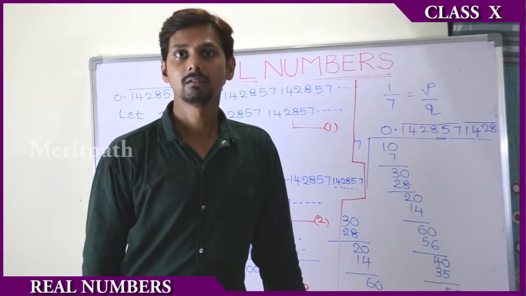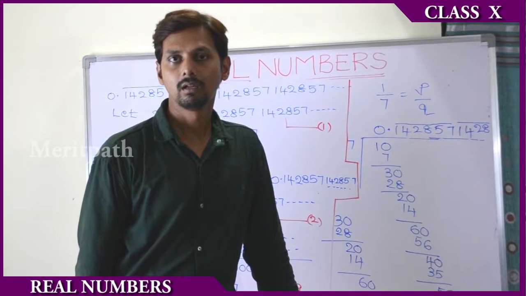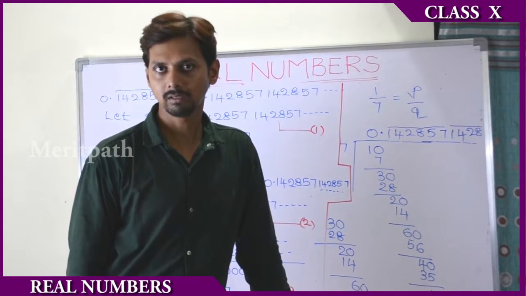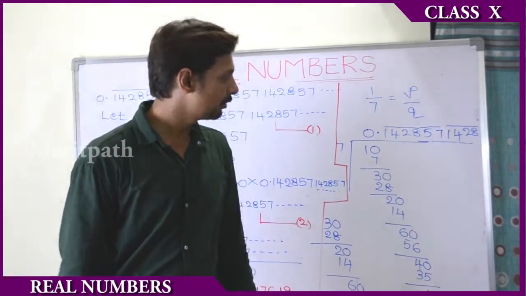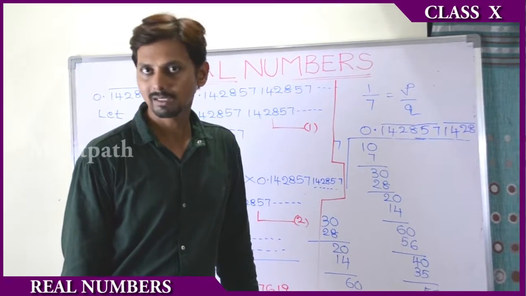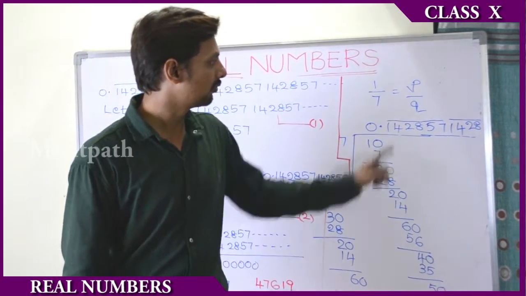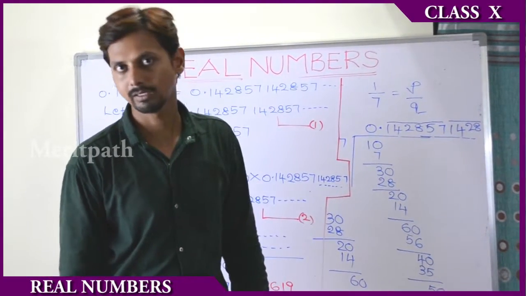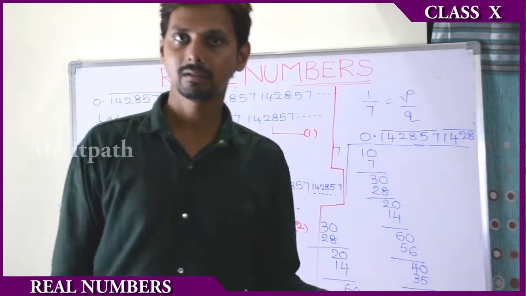A rational number which is divided, and we got a non-terminating and non-repeating decimal, that is 1 by 7. We got 0.142857 bar because it is repeating: 142857, 142857, 142857. It continues, so it is a non-terminating recurring decimal.